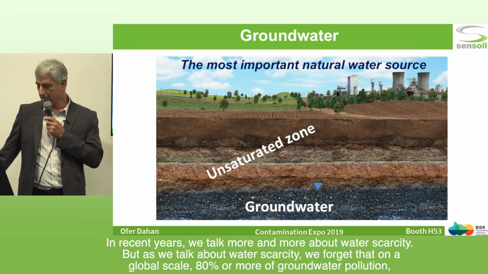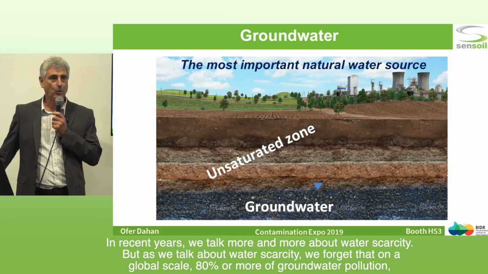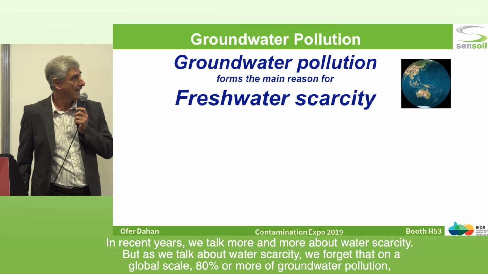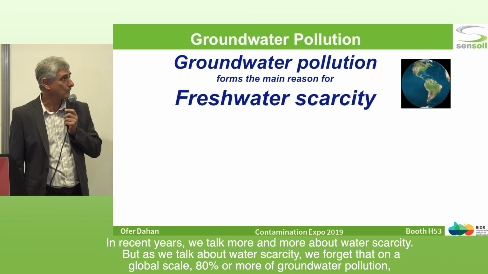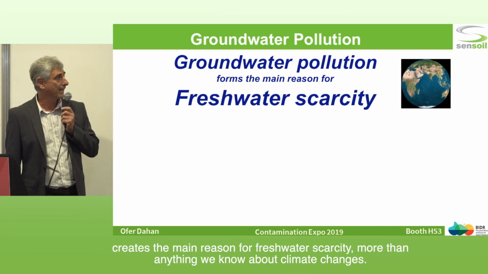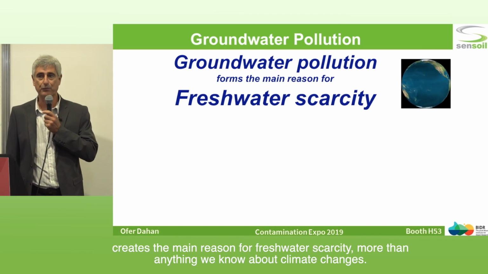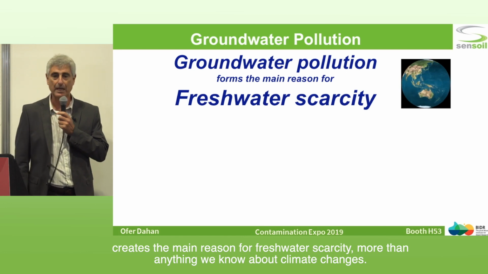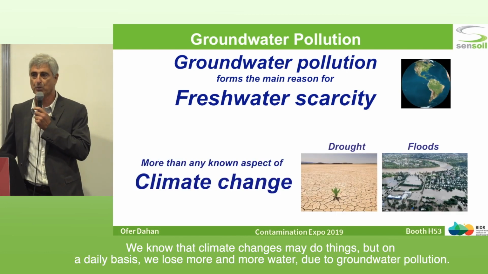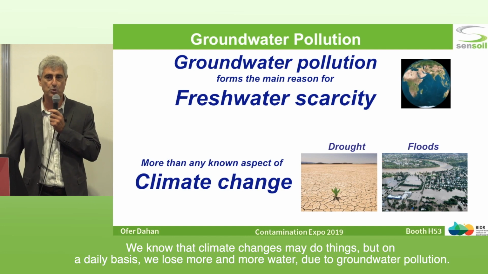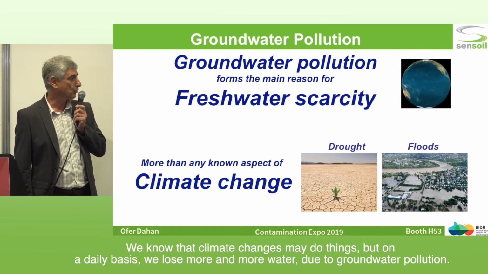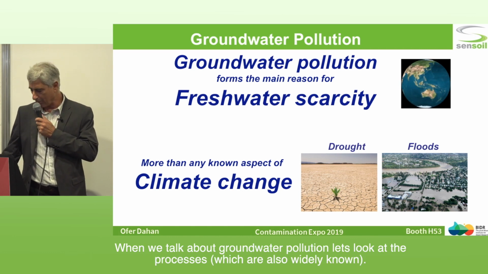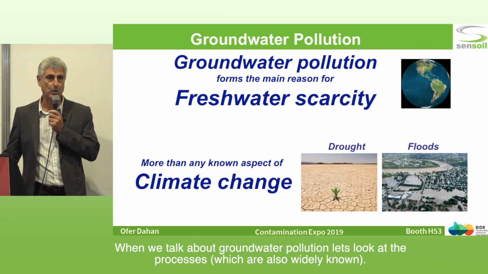But as we talk about water scarcity, we forget that on a global scale, 80% or even more of groundwater pollution creates the main reason for freshwater scarcity. Okay? More than anything that we know about climate changes. We know climate changes may do things, but on a daily basis we lose more and more water due to groundwater pollution.